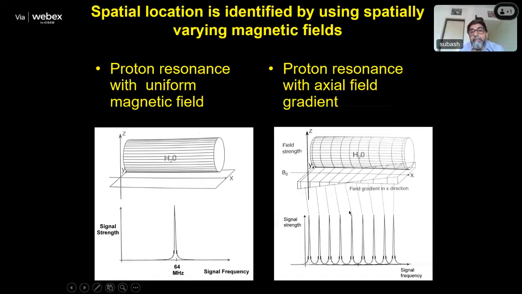When you apply gradients, they make the magnetic field differ at each location, so that their corresponding resonance frequencies are different, and they can be distinguished when you are performing the MR imaging. Is that clear till now?